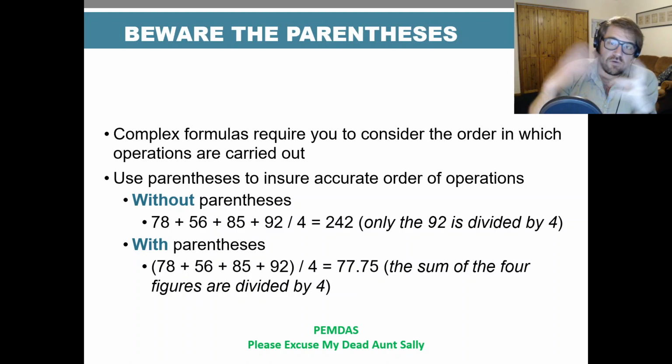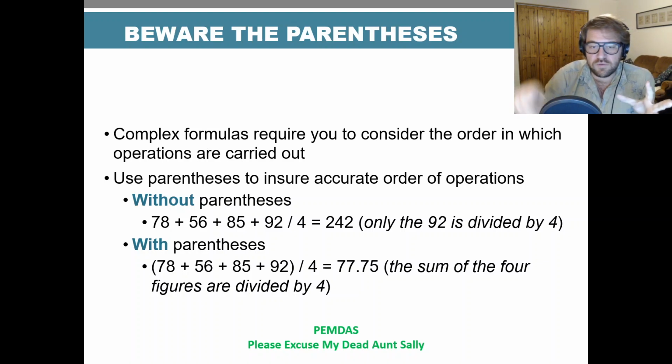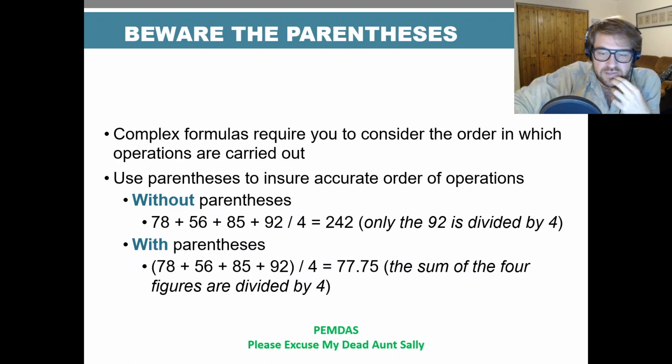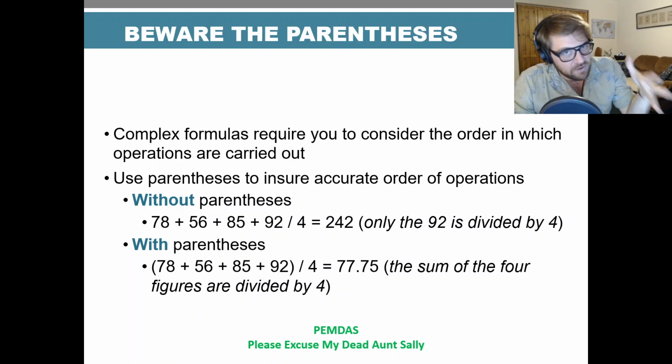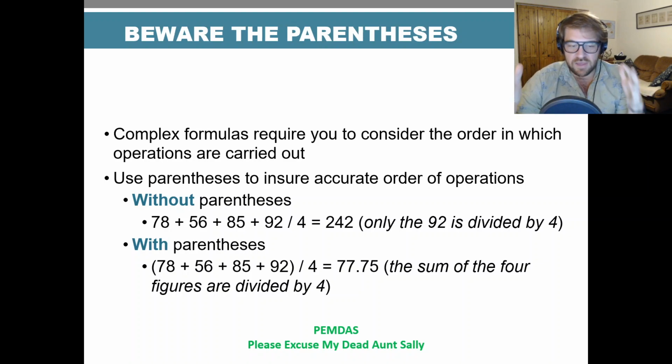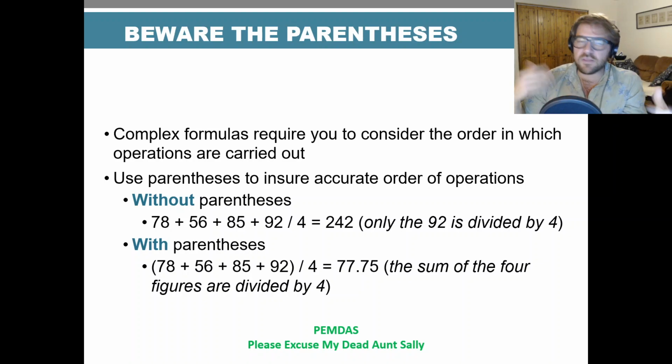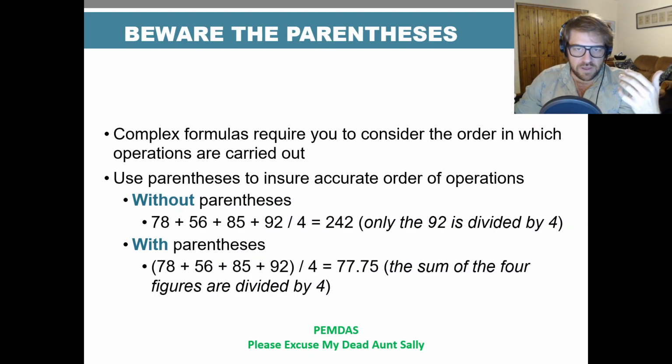In the bottom, you have parentheses, so the first thing you're going to do is what happens in the parentheses, which is adding all these things together and then dividing by 4, and you get 77.75. Now, you might notice something going on here: this is the formula for the average of these 4 numbers, 78, 56, 85, and 92. Think of these as exam scores or something like that, right?